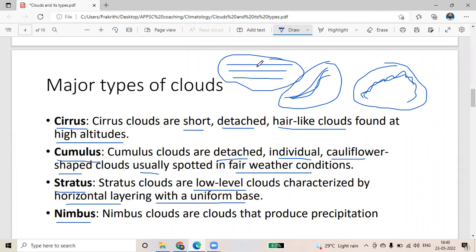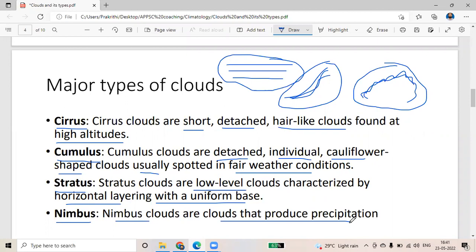Nimbus clouds, no doubt it is the rainy cloud. Nimbus clouds जो भी form में हैं, we can say that it will cause precipitation. So nimbus, usually the black colored clouds that are visible in the atmosphere, that we can say usually are actually the nimbus clouds. So nimbus clouds हो गया that produce precipitation. So these are the 4 major types of clouds. One is cirrus clouds, in the form of hair-like structure. Then cumulus, in the form of cauliflower जैसा structure. There is stratus, there will be strata, layered structure होगा. And finally the nimbus. So these are the major types of clouds.